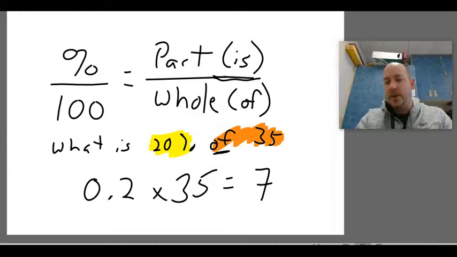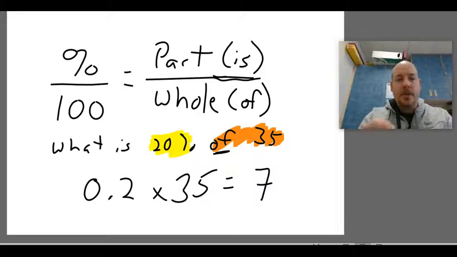So I could get the same result that way, right? And you can use a calculator to help you out with that if you need to. Okay, so that's a percent of problem.